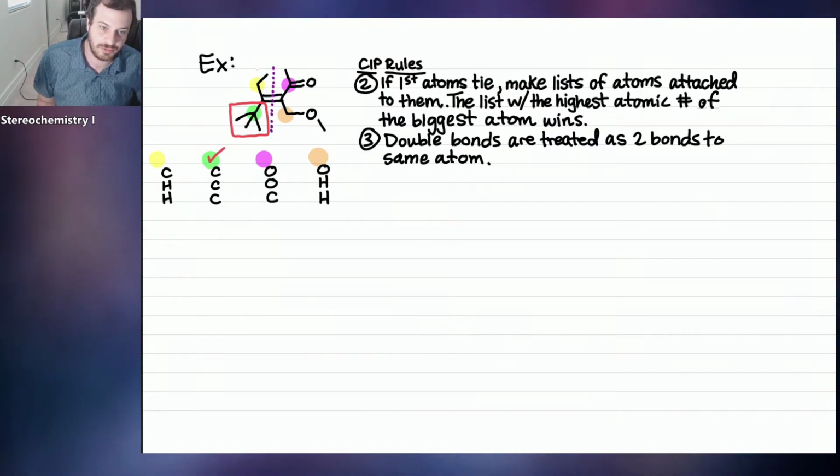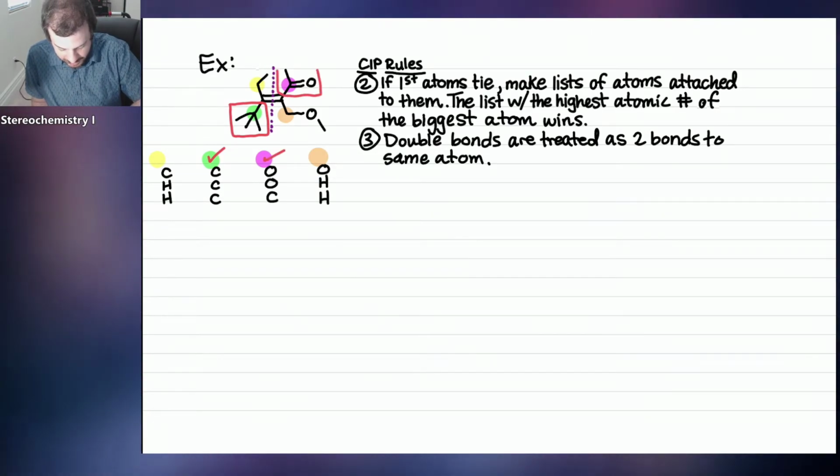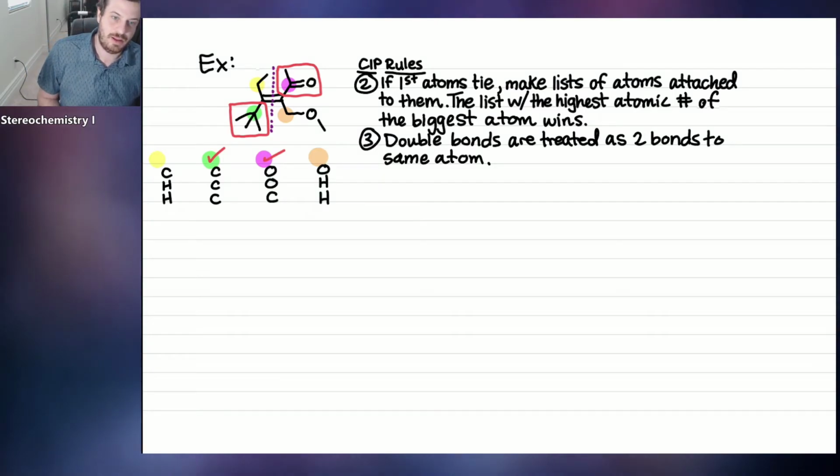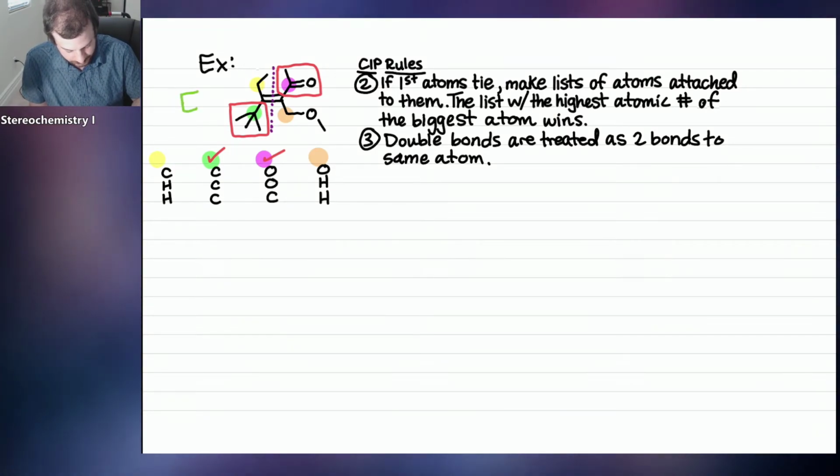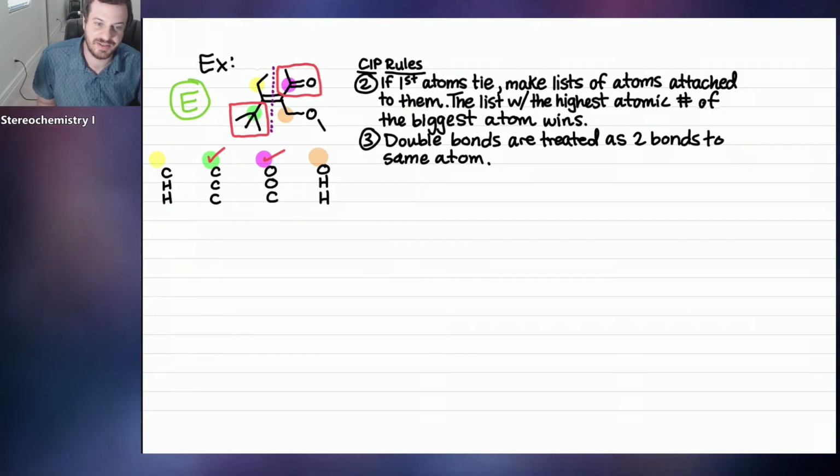All right, so let's see who wins, pink or orange. Well, round 1, they tie. They both have oxygen. We go to round 2. Pink has oxygen, but orange only has hydrogen. So Team Pink is the winner. Boom. So now we'll go ahead and put a box around Team Pink. And what we can see is that the two winning groups are on opposite sides. So this is going to be E. So our alkene is E.